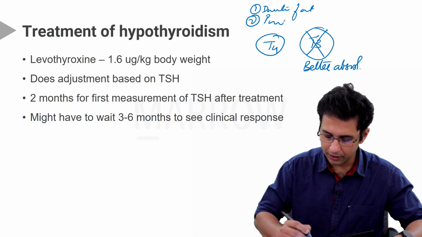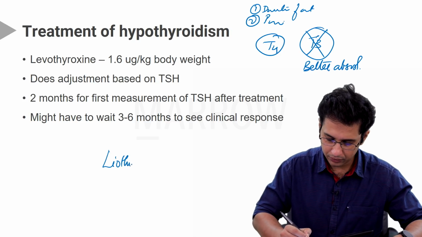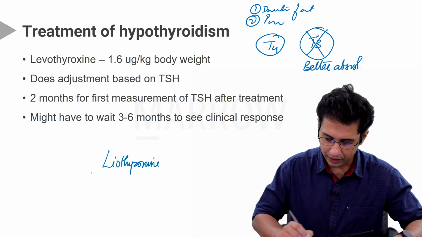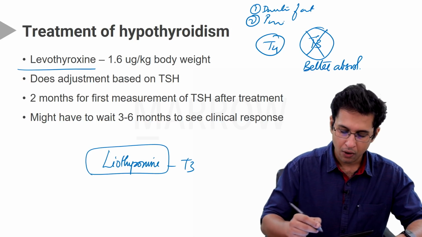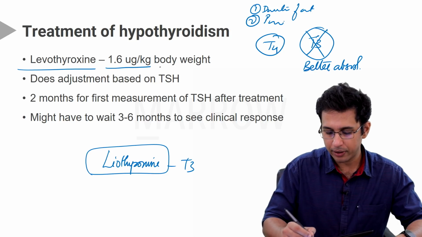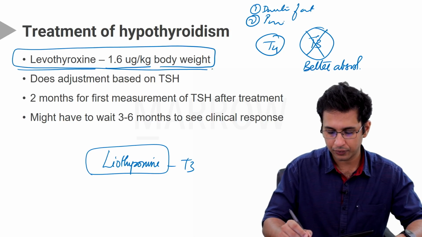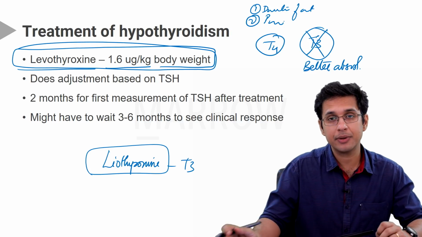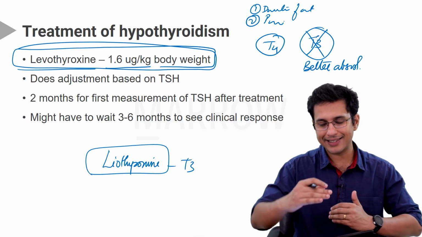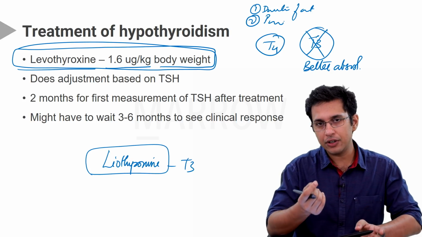What is the T3's name? Liothyronine. Liothyronine is the T3. We don't give it. We give levothyroxine. 1.6 microgram per kg body weight is the adult dose. Dose adjustments are based on TSH. So you start with the dose, then you titrate up or titrate down. For that we use TSH.